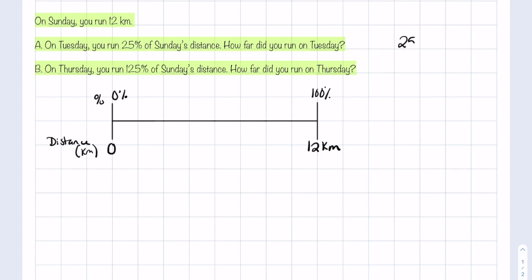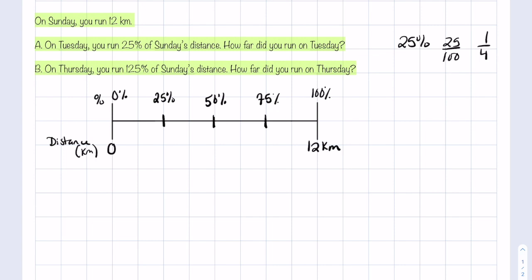So remember, 25% is 25 over 100. It's a quarter, right? It is 1/4. So it would be helpful for us to split this into 4 equal parts. And each one of those parts would be 25%. So 0%, 25%, 50%, 75%, 100% on the top.